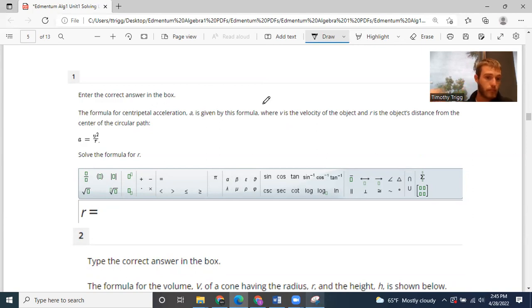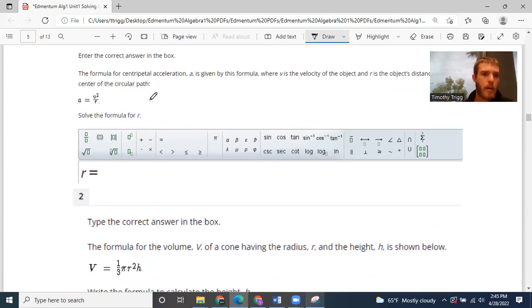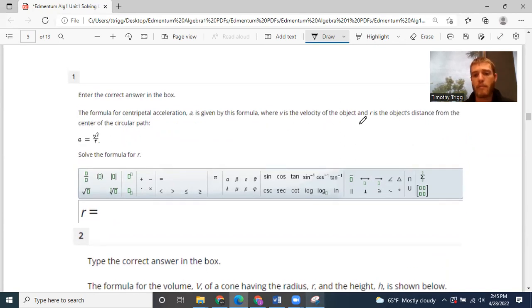Okay, this first one: the formula for the centripetal acceleration A is given by the formula where V is the velocity of the object and R is the object's distance from the center of the circular path. A equals velocity squared divided by R. Solve for R. My goal is to get R by itself. It's kind of a tricky one, so I'm going to go over it with you. So A equals V squared over R.